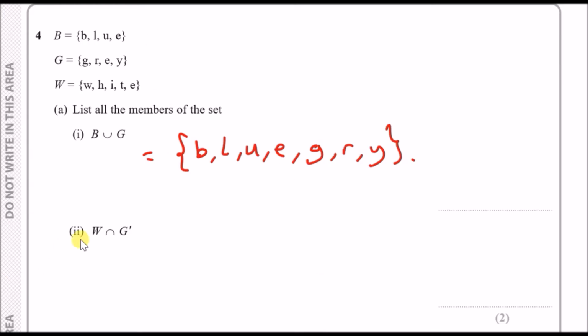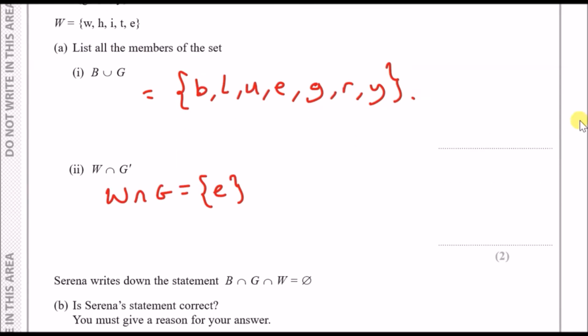And for the second part, we need to find the members of the set which intersect between W and not G. Now, to understand not G, it's better to firstly work out what is the intersection between W and G to get a better understanding. Well, when we look at the intersection between both, we look at the common elements. So looking at the grey and the white, they both have the letter E. So this implies that the intersection between white and not G would be where it doesn't have it. Well, it doesn't have a W, H, I, and T. So that would be your answer for part 2. It would be W, H, I, and T.